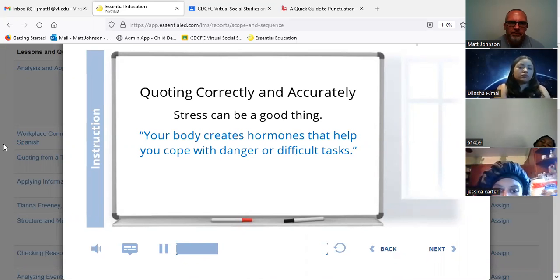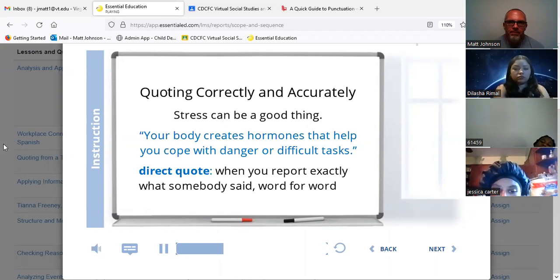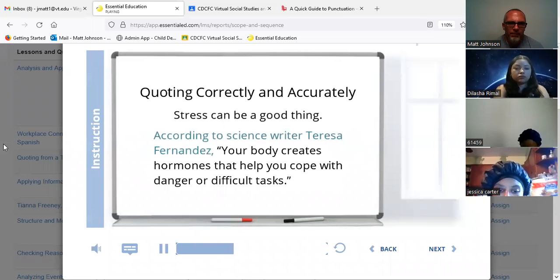Now I have a choice to make. I can go with a direct quote or an indirect quote. I think I'll go with a direct quote. A direct quote is when you report exactly what somebody said, word for word. When I write a direct quote, I start with an introductory phrase that tells the reader where the quote is from. So I might go with something like, according to science writer Teresa Fernandez. See? There's the introductory phrase. Then the quote in quotation marks. If the original text is capitalized, it should be capitalized in your quote too.